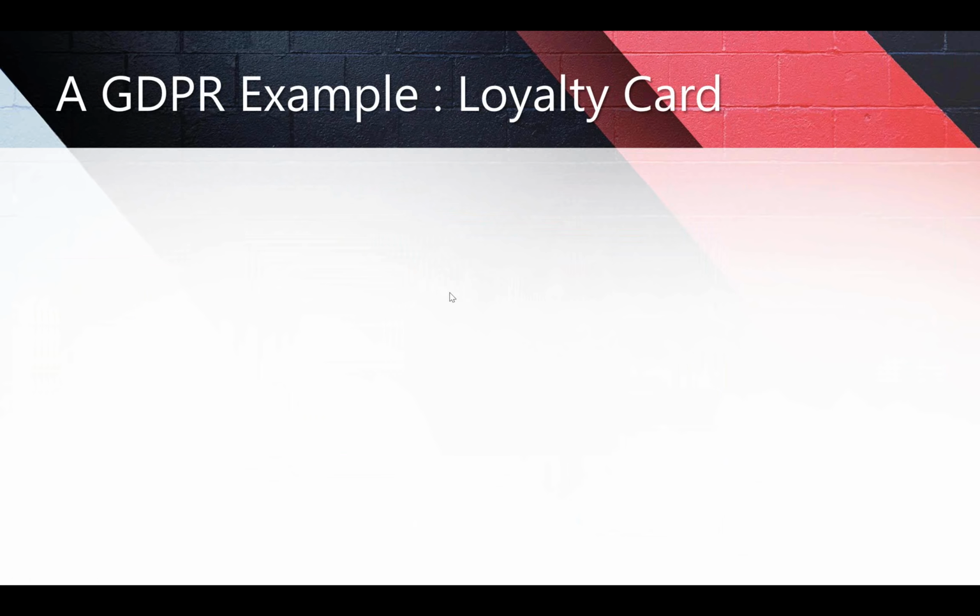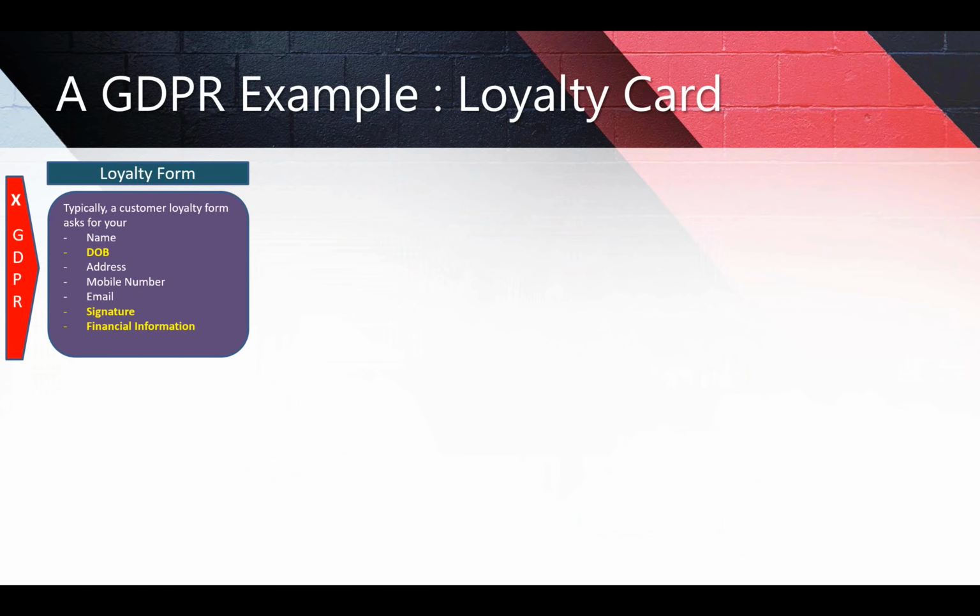So we'll simulate this in GDPR or without GDPR. Let's say we don't have GDPR. Then as part of the loyalty card form, your retailer will ask you to fill in this information, because you are applying for the loyalty card, and they will give you that card, and you will collect points for the shopping that you do at their store. They'll ask you name, date of birth, address, mobile number, email, signature, financial information. I highlighted some of the fields in yellow. We'll talk about them.